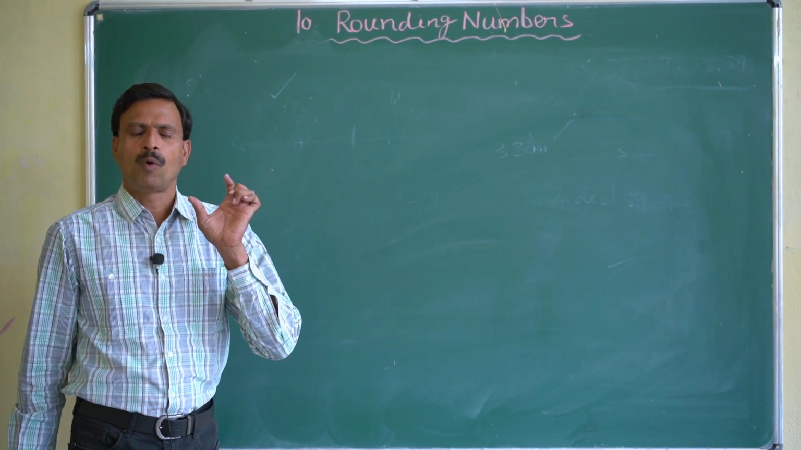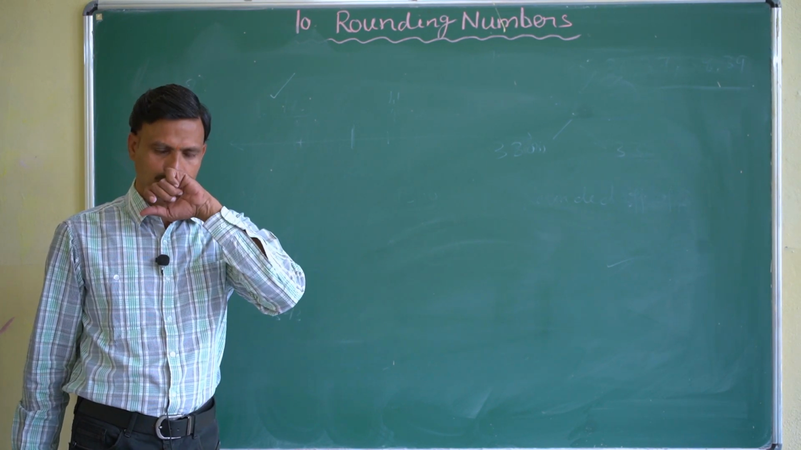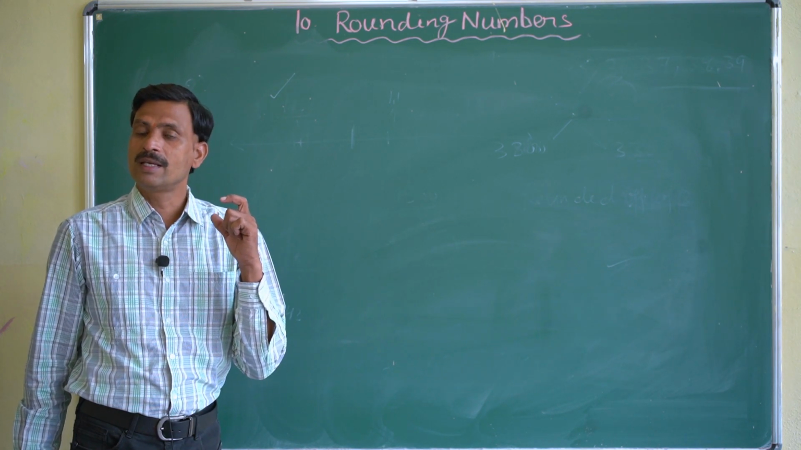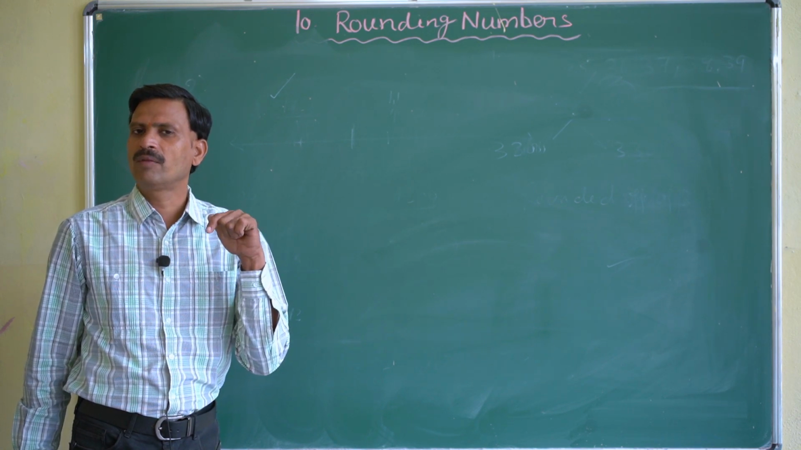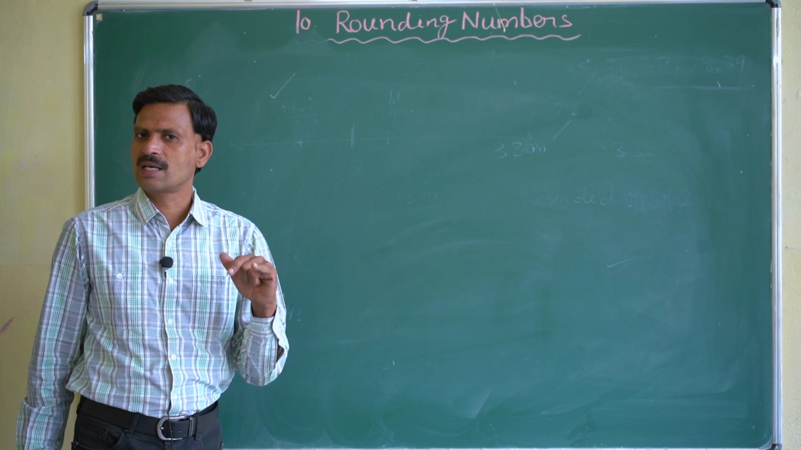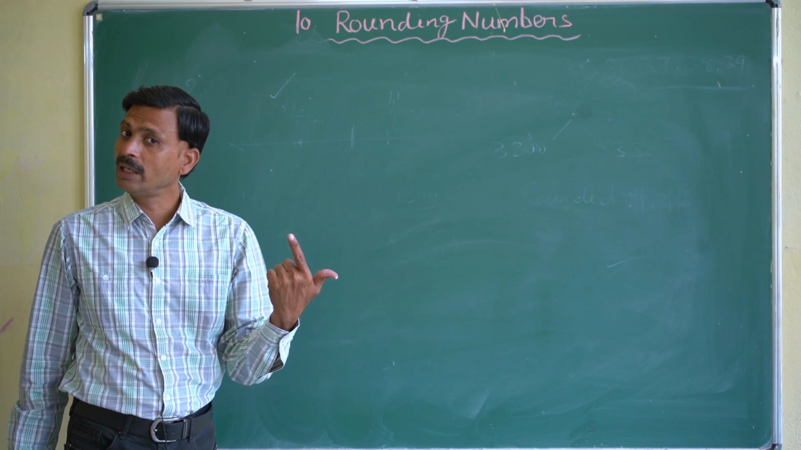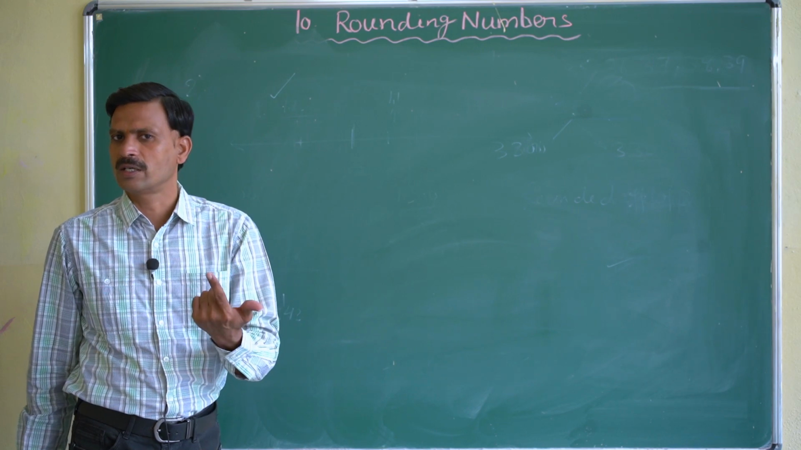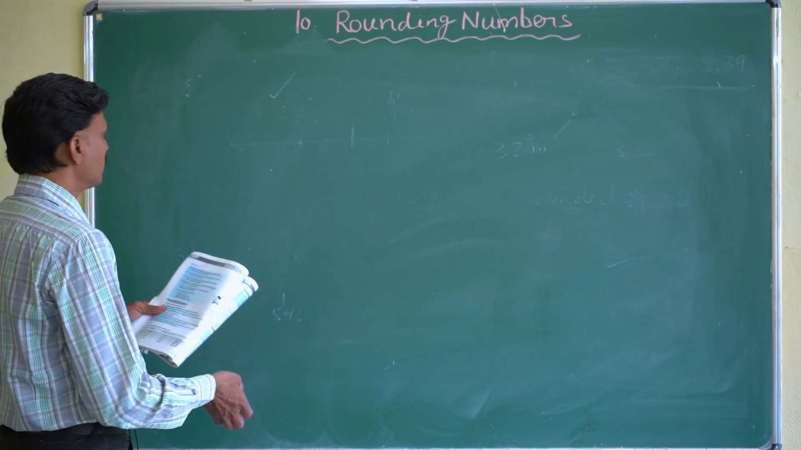If we want to round off any value near to 100, we'll see the digit in the tens place. What digit is in the tens place? If the tens place digit is 5 or more than 5, meaning 5, 6, 7, 8 and 9, then we'll increase the hundreds place digit by 1 and the tens and unit place digits will be 0, and that will be the round off. Clear?